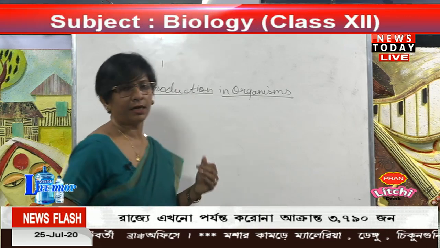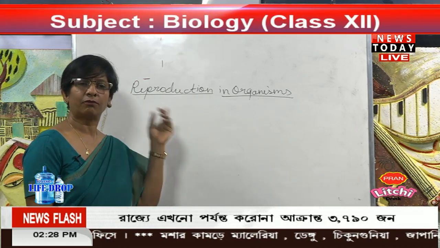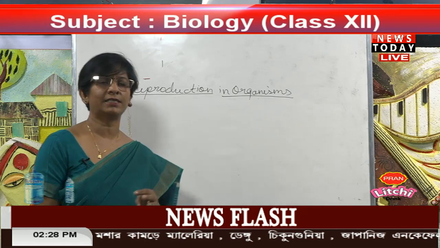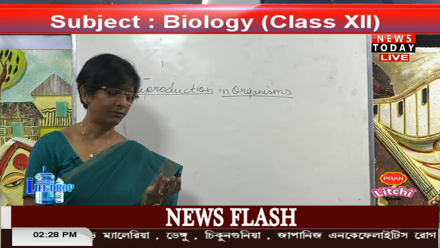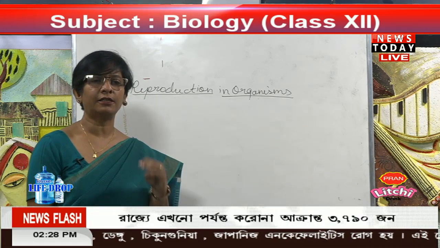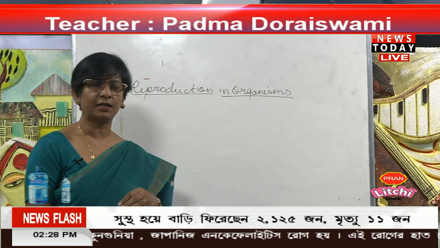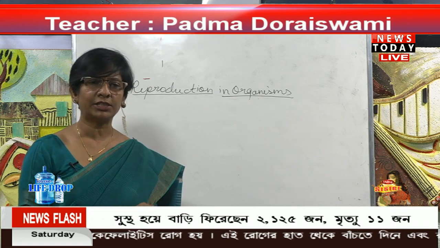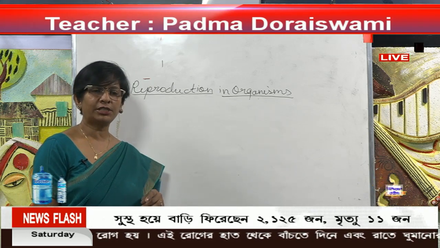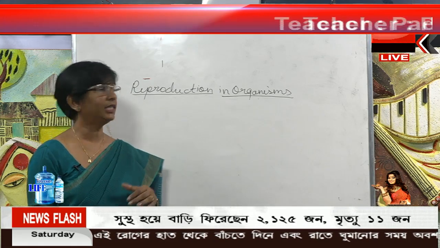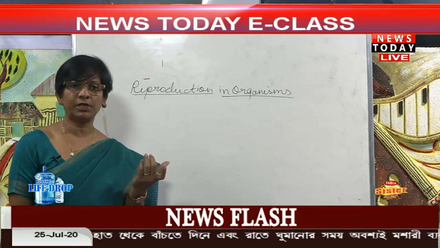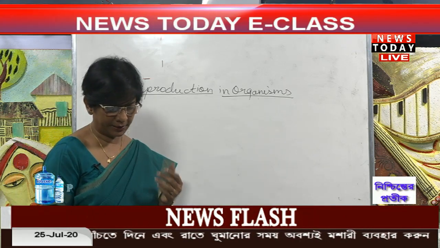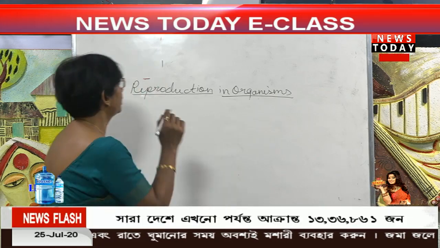Now in asexual reproduction, what have we seen? We have seen fission. Fission is divided into binary fission and multiple fission. The second one is budding. The fourth one is fragmentation. Then gemmule formation and spore formation. These all are the asexual types of reproduction. Now we will go to sexual reproduction.